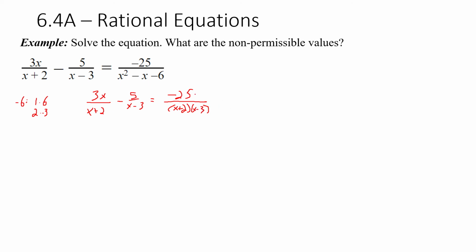At this point we can do our non-permissible values. Everything in the bottom is factored. We have x plus 2 on both sides, and x minus 3 on both sides. Let's just do the x plus 2 once and the x minus 3 once. What would make x plus 2 equal to 0 is negative 2. And what would make x minus 3 equal to 0 is positive 3. So there's all of our side work.